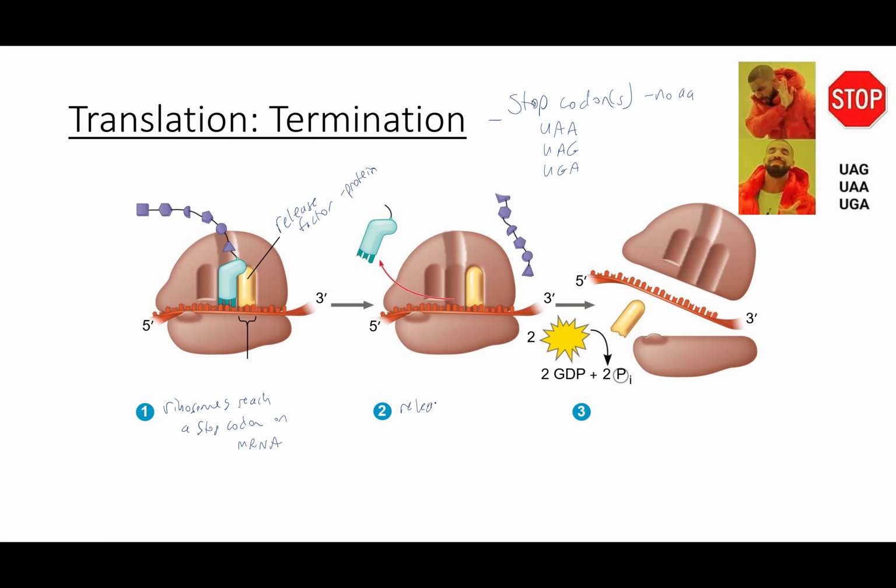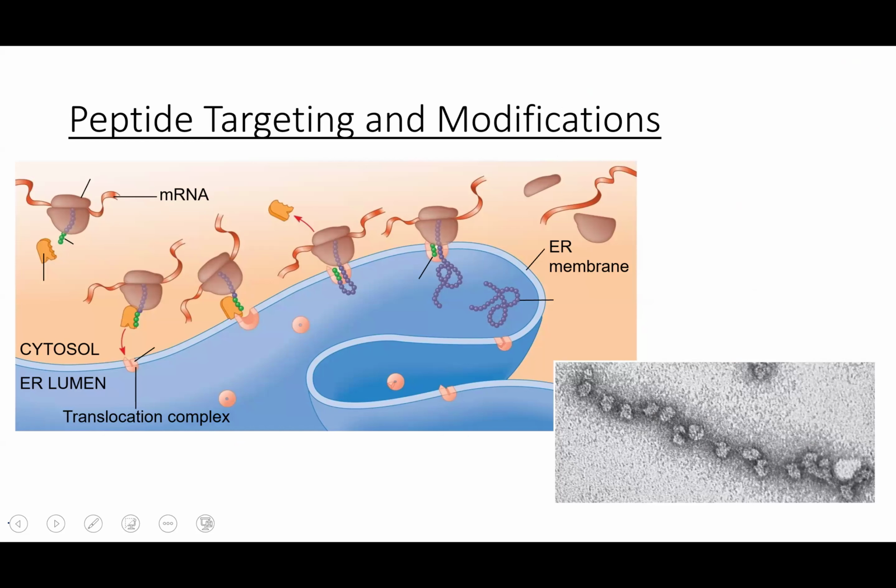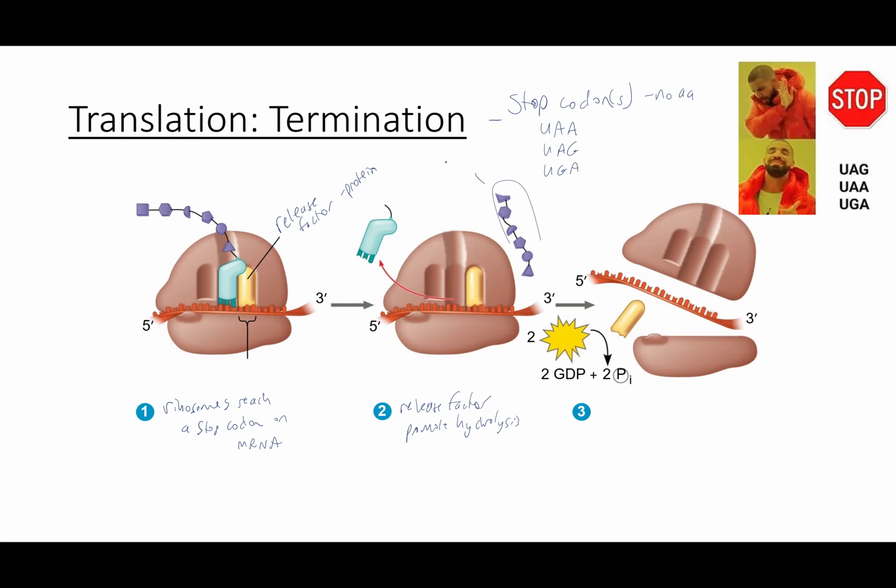That release factor is going to promote hydrolysis. So everything's going to fall apart at this point. There's no more tRNAs. There's a free polypeptide. The polypeptide is released. A little bit of energy is involved and everything dissociates. So the subunits will dissociate. And everything goes on its merry little way until it's time to make some more proteins.